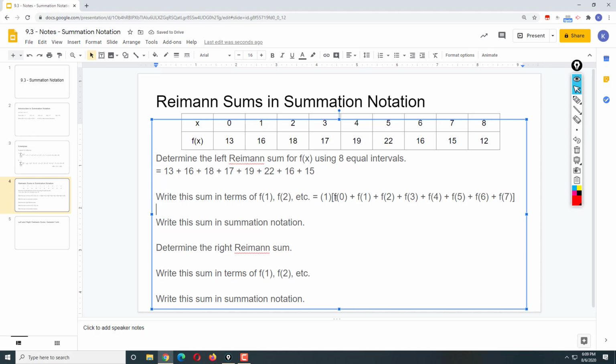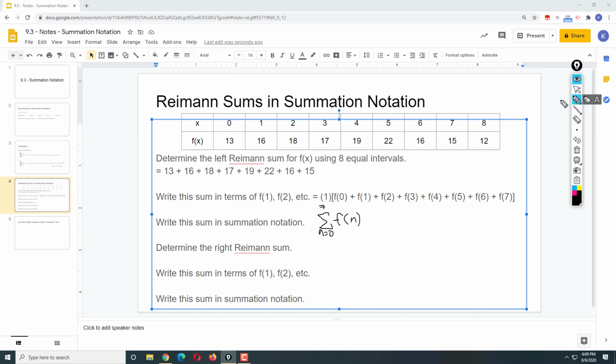We can write the sum in summation notation. The f of 0 plus f of 1 plus f of 2 and so forth is going to be equal to a sum symbol. We start at n equals 0. We go up to 7 of f of n. I can use x if I want, but it doesn't matter. We can use x, we can use n, it doesn't matter what letter.